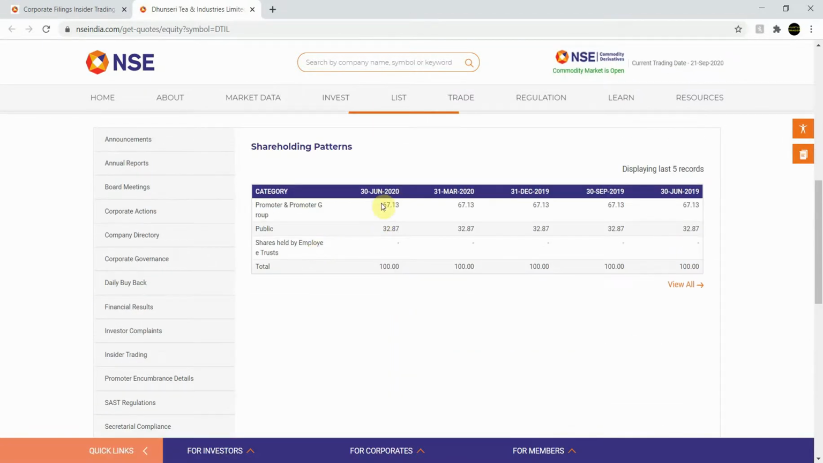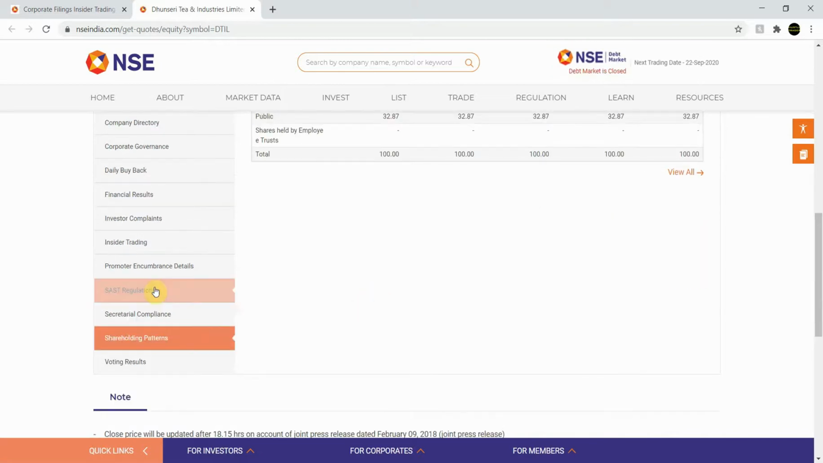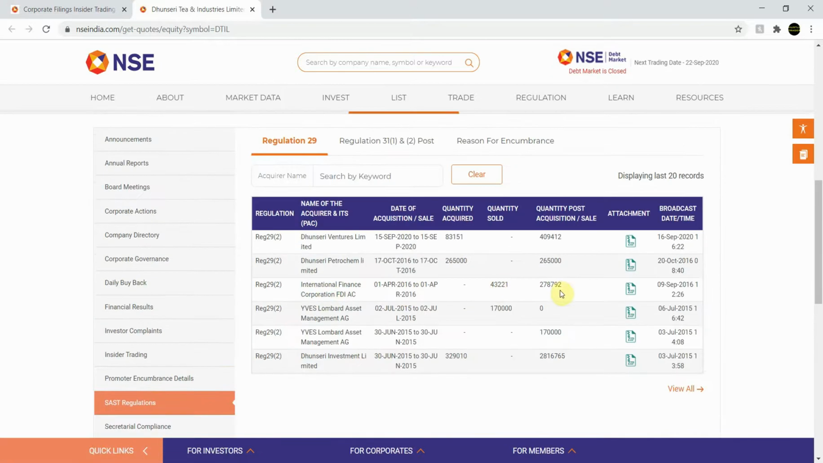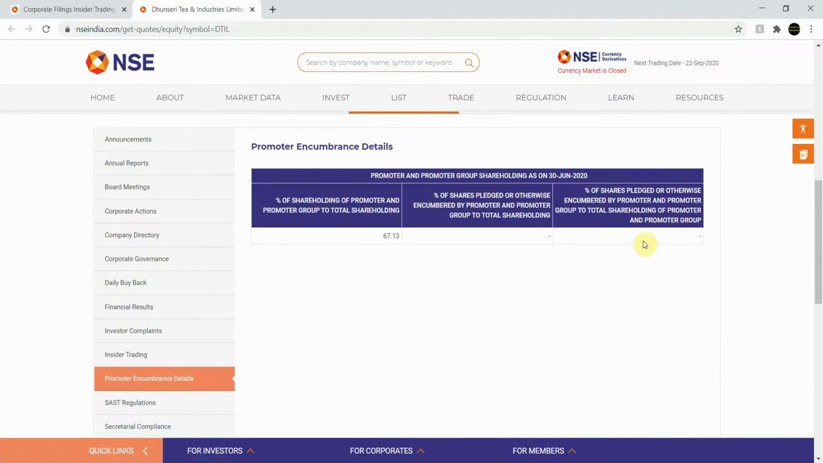Next, we will check the shareholding pattern. Shareholding pattern is greater than 50%, as you can see, passes the criteria. Next one is SAST regulation. Okay, as you can see, there has been no selling reported in the recent 6 months. So it passes this too. Next on the list is promoter encumbrance. Okay, there is 0% pledging, so it fulfills this parameter too.